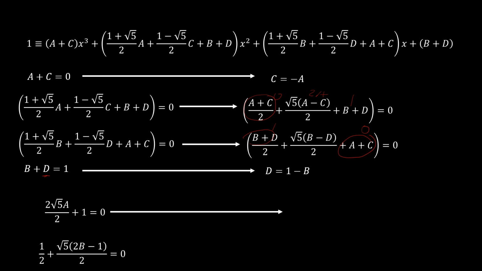And so from here, we can clearly see that the 2's here cancel. And so root 5 a equals negative 1. And then we can now take this half onto the other side, or we just multiply across by 2. So we have 1 plus root 5 times (2b minus 1) equals 0.